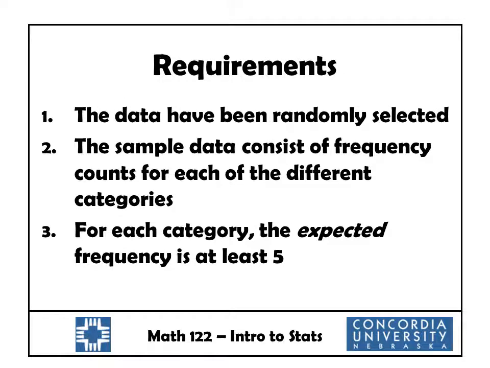Now, requirements for this test: first, the data have been randomly selected. Again, that's always a requirement. And then second, the sample data consist of frequency counts for each of the different categories. So our data have to be frequencies. They can't be measurements or weights or anything like that. And then number 3, for each category the expected frequency is at least 5. So that means we've got to have a fairly large sample size in order for this test to be applied.